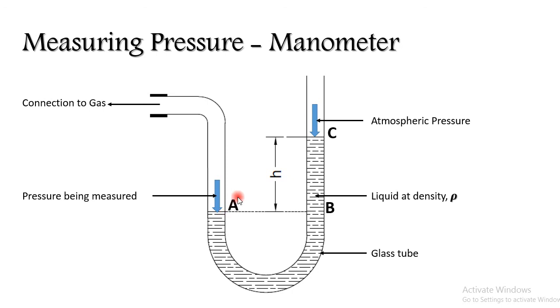So assuming the difference h is maybe 25 millimeter, you say the pressure is 25 millimeter of mercury, that is 25 mmHg. You give the chemical symbol for the liquid. If you have used water and the difference is 25 millimeter, then you say 25 millimeter on the water scale, or 25 mmH2O. That's how it's normally done.